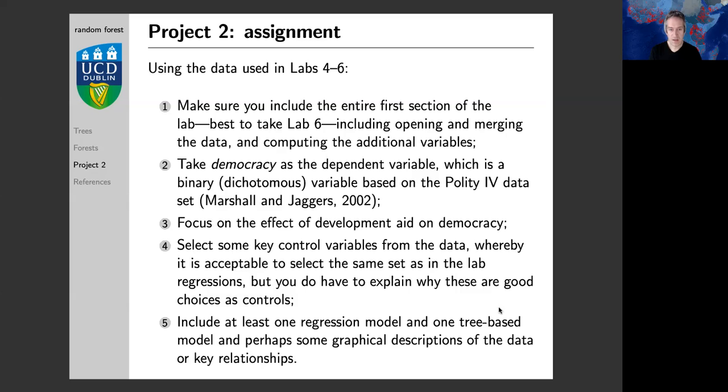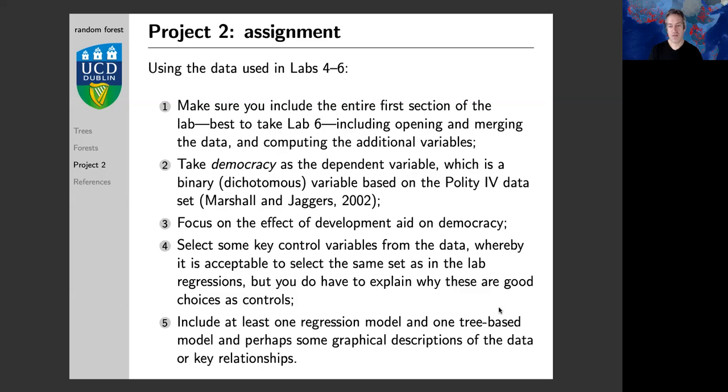Then take democracy as the dependent variable. This is a binary variable. It's a classification model. It's based on the polity 4 data. I think 6 and higher is democracy, and otherwise it's non-democracy. The code is in the lab. So that is your dependent variable, the thing you try to explain. Is this country a democracy or is it not a democracy?